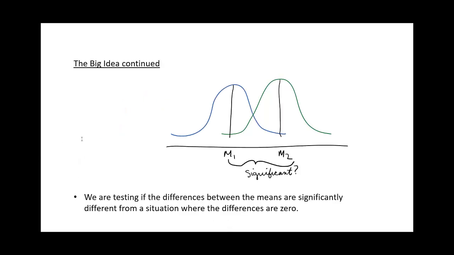So we are testing if the differences between the means are significantly different from a situation where the differences are 0. For example, if we had two scores, it doesn't matter what the scores actually are here. If we had two means from two different groups and their curves overlap this way, are the differences between those two groups significant? And that's what we're looking to test. Is there a significant difference in the means of the groups when we consider the fact that the scores will overlap one another somehow?